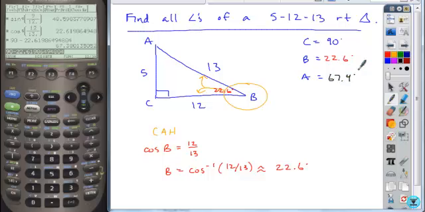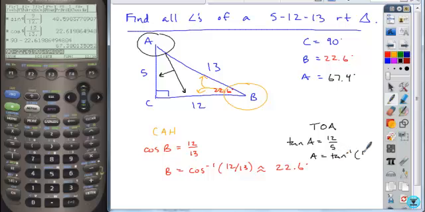But we can also confirm this using any trig ratio. What if we use angle A and take the side opposite it, 12, and the side adjacent to it, 5? Which trig ratio relates opposite and adjacent? TOA, tangent. So I know that the tangent of A is equal to opposite 12 over adjacent 5. Therefore, A itself is going to be calculated as the inverse tangent of that ratio.